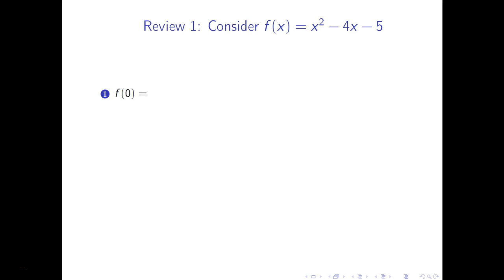Also, to help you, we're dealing with a function. So if I do f of 0, what am I asking you to do? Well, it means I'm going to plug in 0 for every single x. So 0 squared minus 4 times 0, those are all zeros, so that's just minus 5. With that in mind, can you find f of 1? Go ahead.